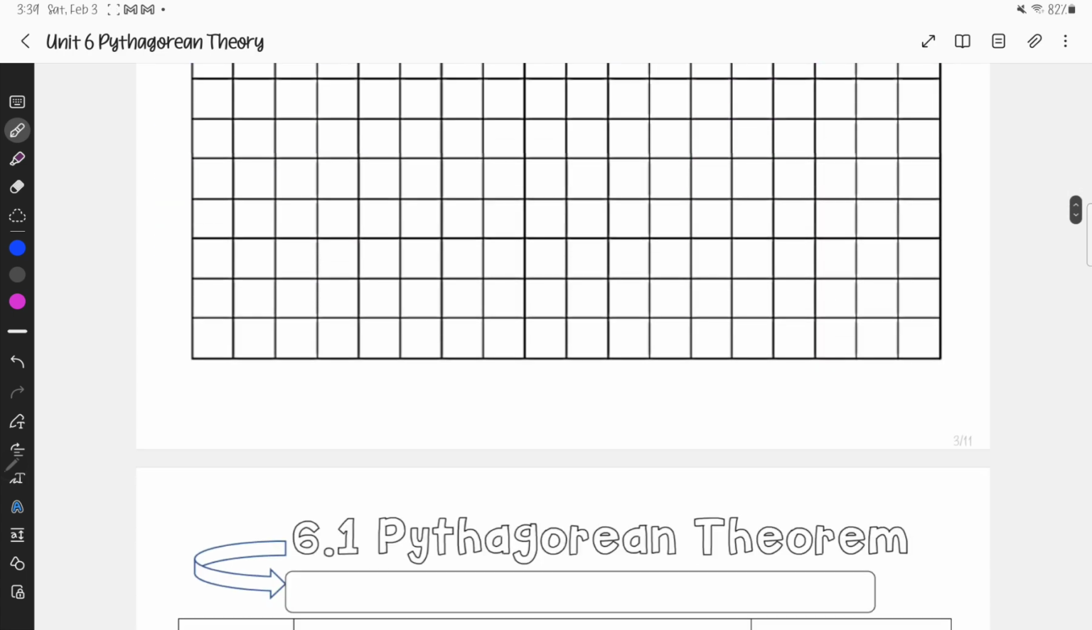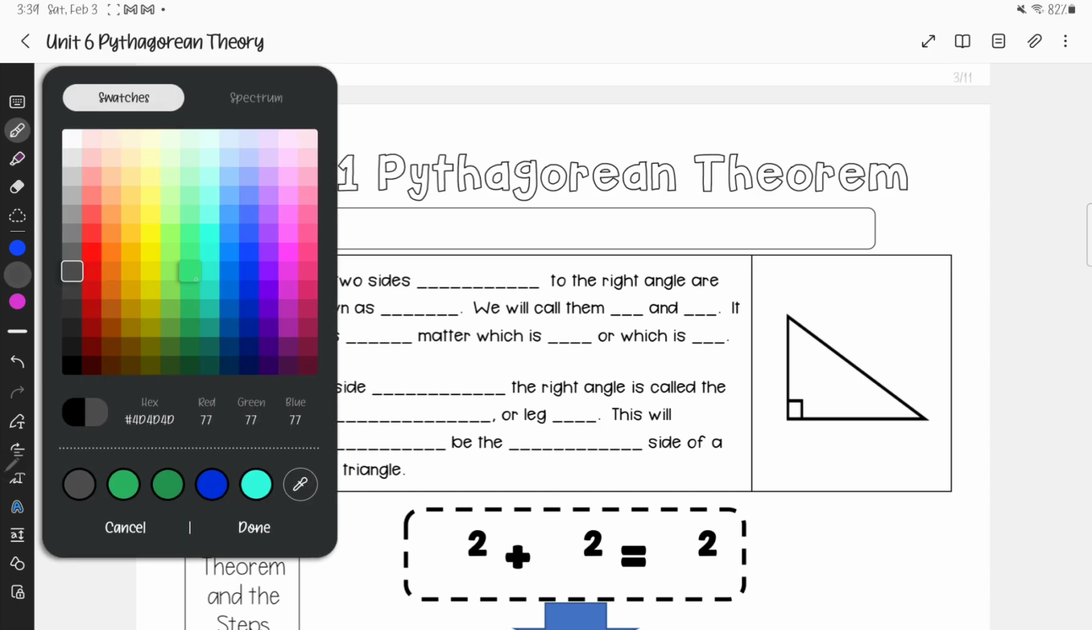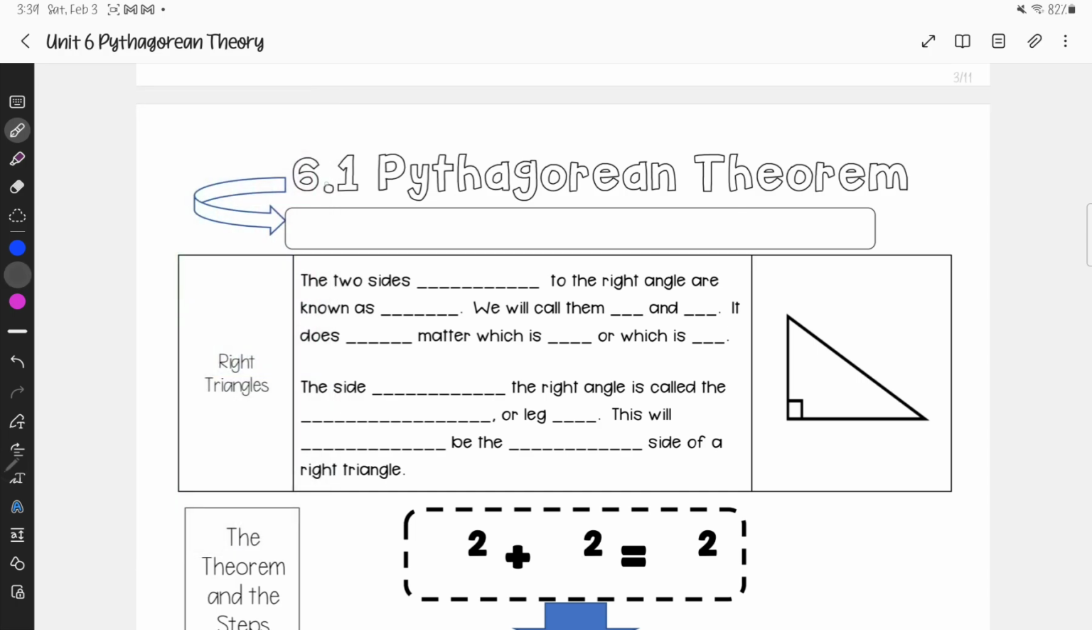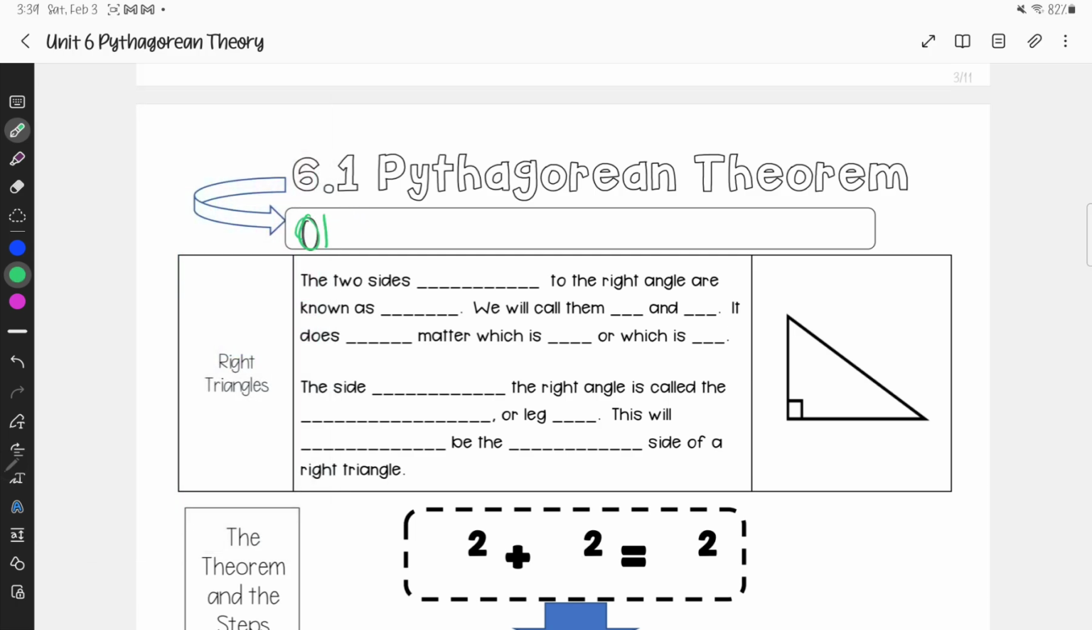All right, so now let's go into our notes here. So first thing we're going to look at is remembering that this will only work on right triangles. So the Pythagorean theorem only works for right triangles.